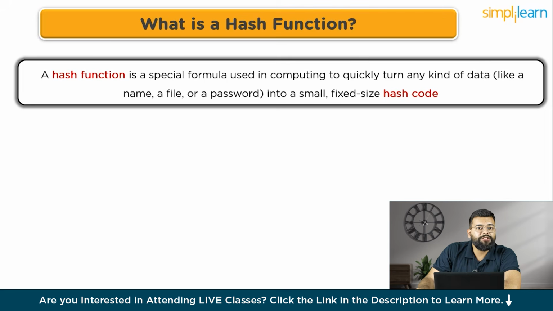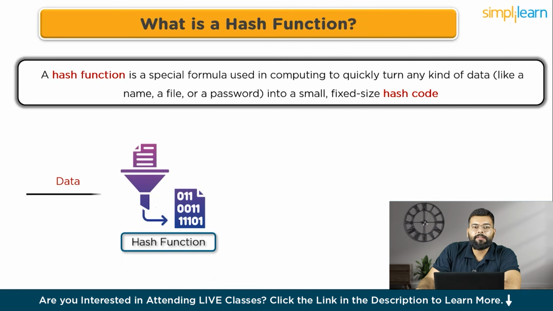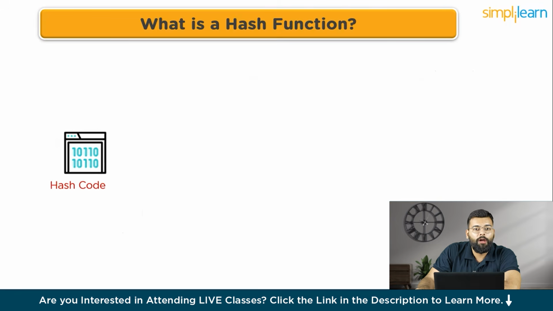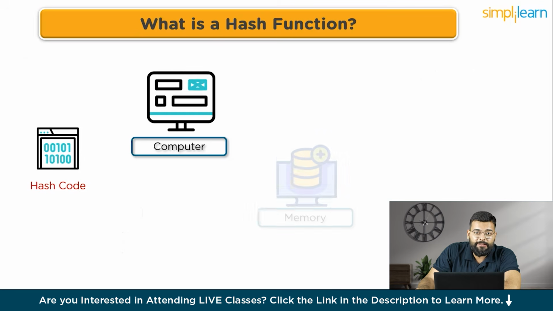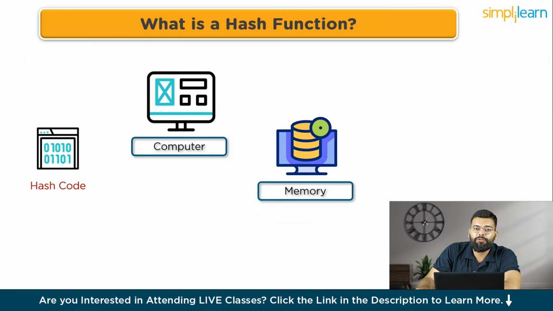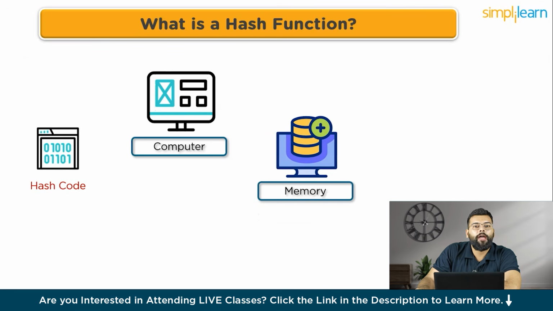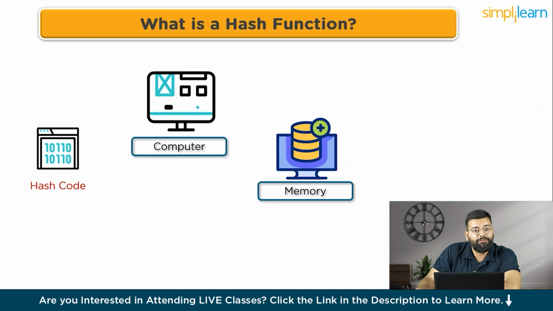A hash function is a special formula used in computing to quickly turn any kind of data like a name, a file, or a password into a small sized hash code. This hash code acts like a shortcut that helps the computer quickly find out where this data is stored in its memory or check if two pieces of data are the same without having to compare them directly. Now we'll see the properties of a good hash function.